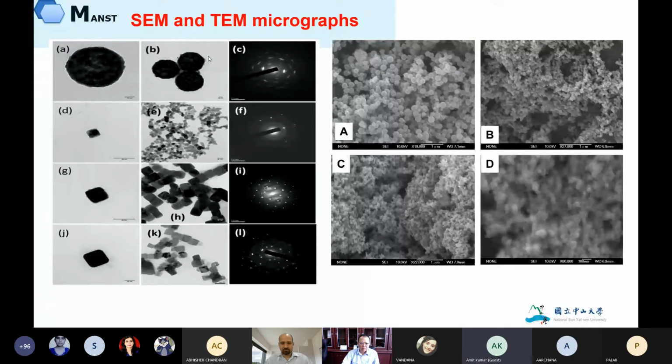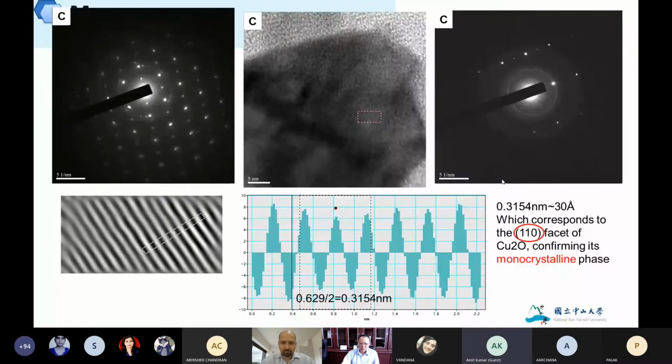And from the other 3, we can see this sample D, G, and J. They are nanocubes ranging in size from about 40 to 45 nanometers. On the right-hand side, you can see the screen printed carbon electrodes that have been modified with the first sample, the second, third, and the fourth. And these are the SAED images and HRTEM.